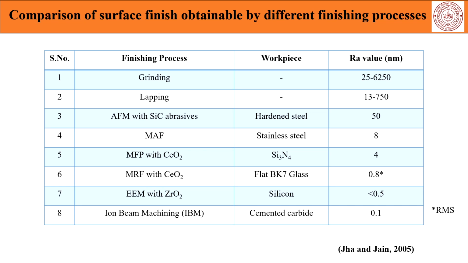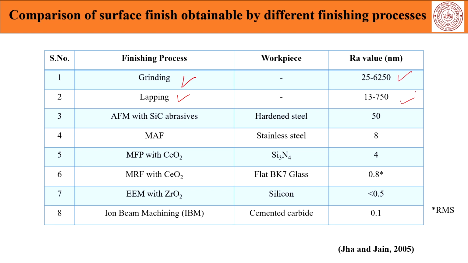So, before proceeding, let us look at some of the nitty-gritties of the Ra values which are obtainable and the kind of workpiece materials we are talking of when we compare surface finish obtainable by different finishing processes. For example, in grinding, the ultimate Ra value achievable is somewhere around 6.2 microns to a few 0.025 microns. In lapping processes, it is about 13 to 750 nanometers.